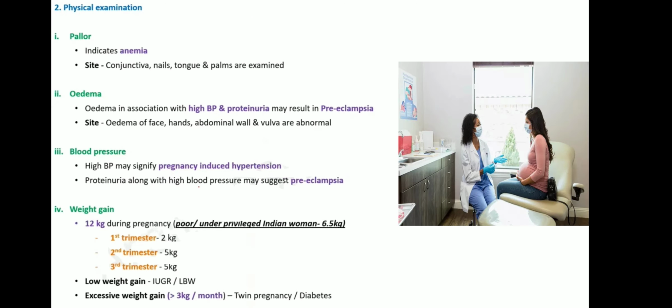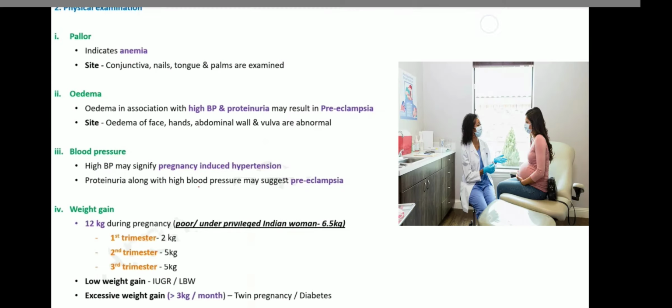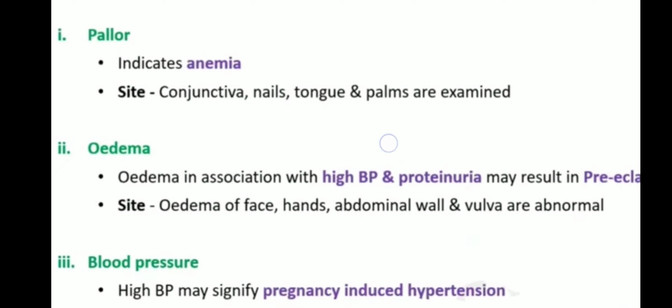Moving on to the physical examination. In the physical examination, let us begin with, so what all do we have? We have pallor, edema, blood pressure, weight gain, and so on. Let us begin with pallor. Pallor indicates anemia. So we know that the presence of pallor in the mother indicates that she is anemic. The woman should be examined for pallor at each visit. You always have to examine the mother for pallor.